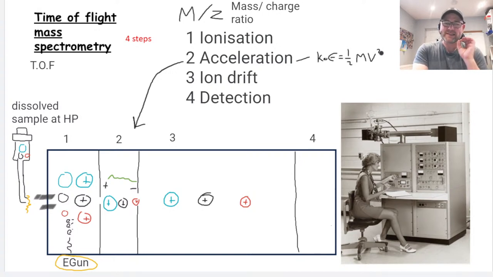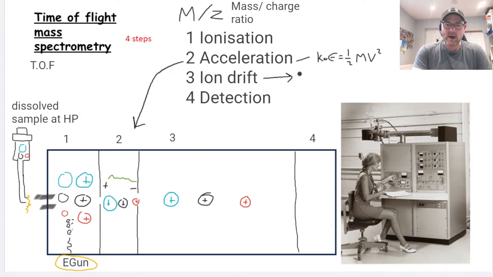So they're all accelerated to the same KE, but they have different velocities. Now we enter the ion drift chamber. The ion drift chamber has no electric field, has no plus or minus, so they just start to drift, but they drift at different speeds across this chamber. And we can do some equations, which you're going to get in a second.